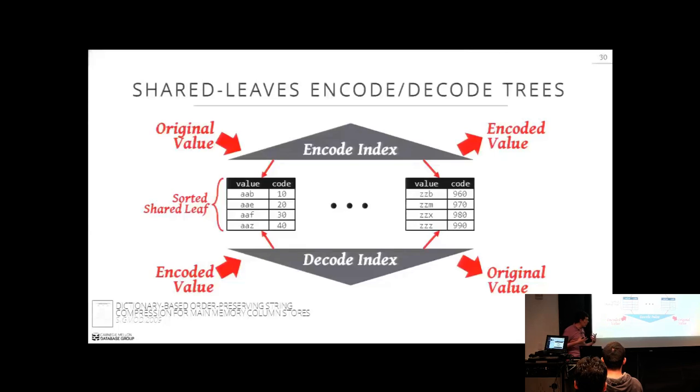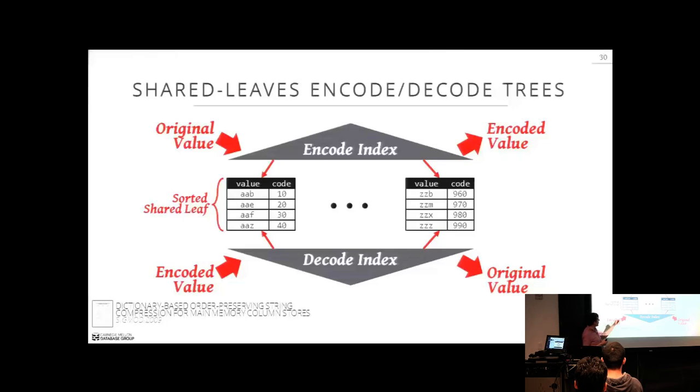So this is what the paper talks about, like how do you handle all this in an efficient manner? And they don't really say that one way is better than another. They just say if you actually need to implement a shared leaf dual index for encoding and decoding, here are different things you have to consider.